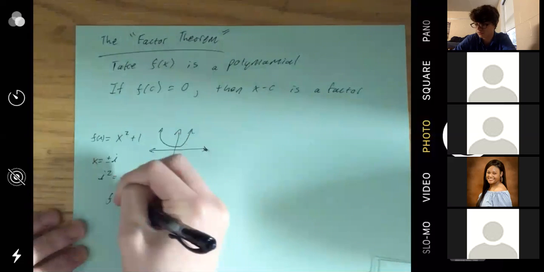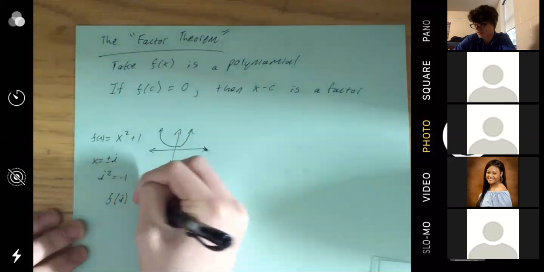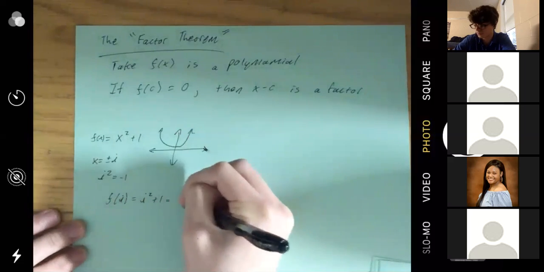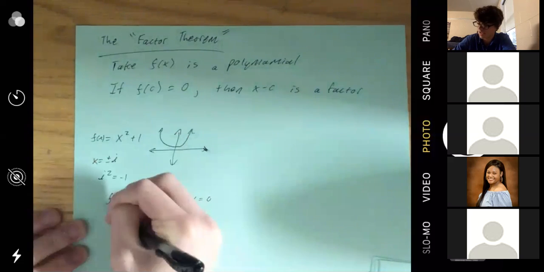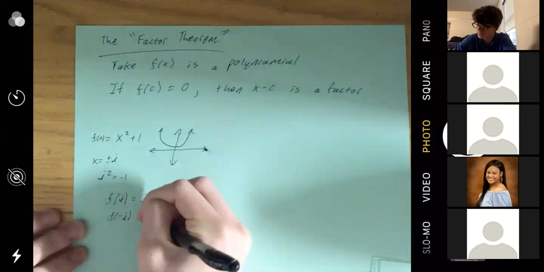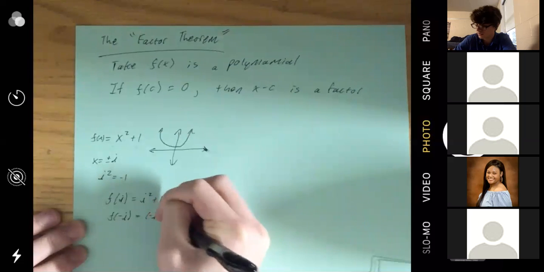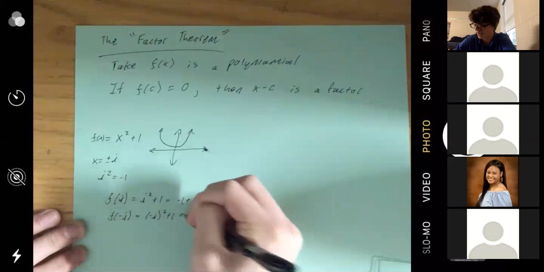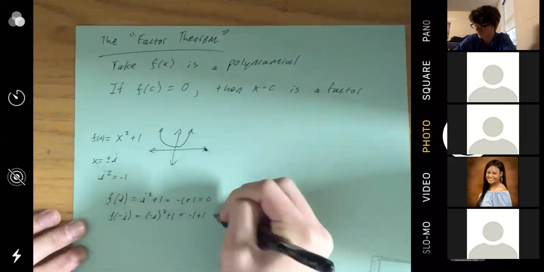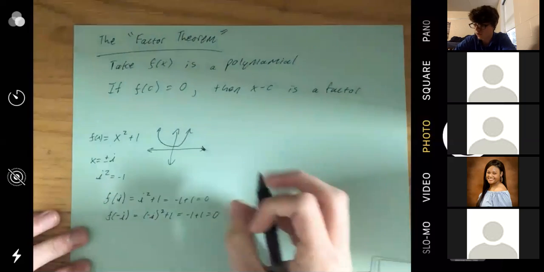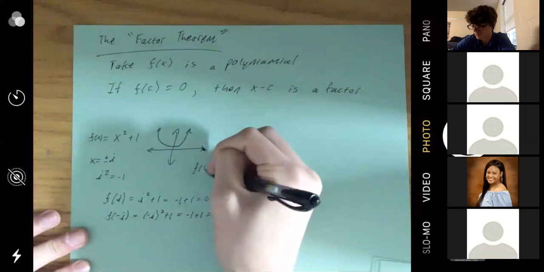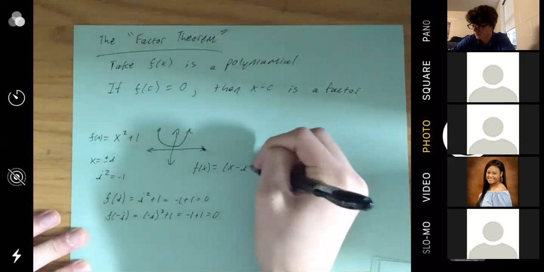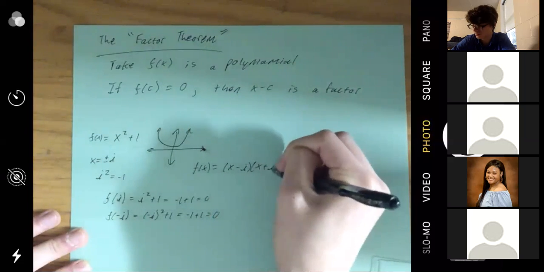So f of positive i is equal to i squared plus 1, which is equal to -1 plus 1, which equals 0. And f of negative i is equal to negative i squared plus 1. And then the negative goes away, but the i squared still is -1, so this is still -1 plus 1, which goes to 0. So I can write this function, f of x, as x minus i times x plus i.